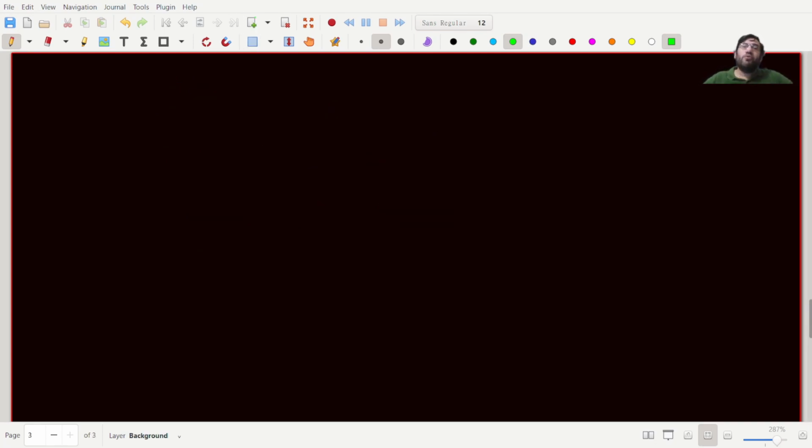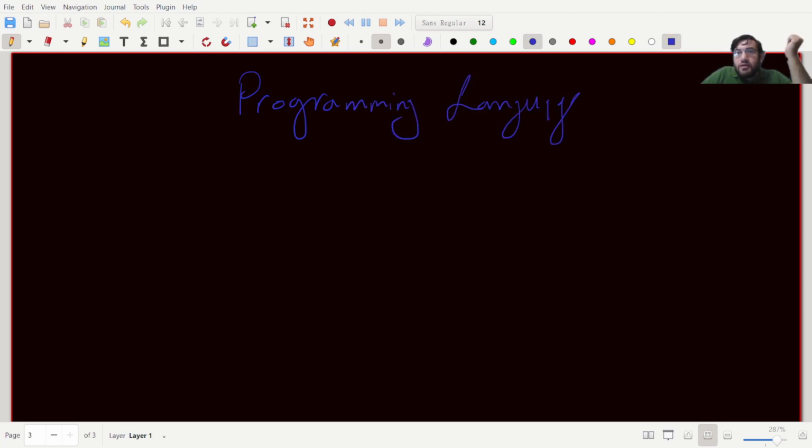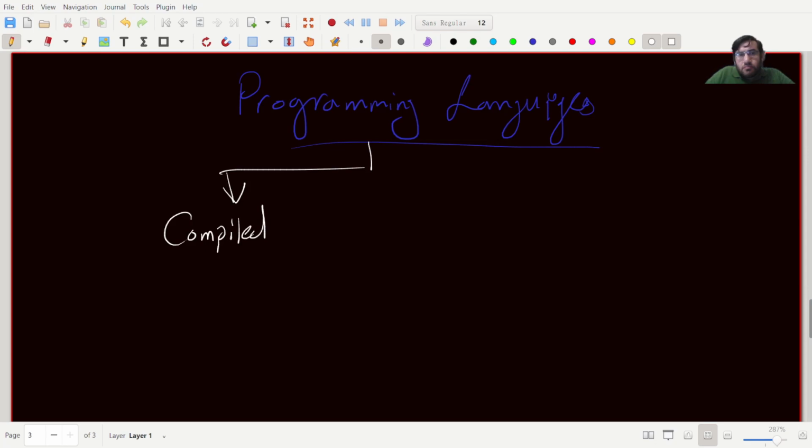Another point that we would like to discuss is the types of programming languages. In fact, there are many types and many ways to classify programming languages, and there are many of them. But we will talk about the most important ones for science and engineering calculations. We can classify these programming languages into 2 types: compiled languages and interpreted languages.